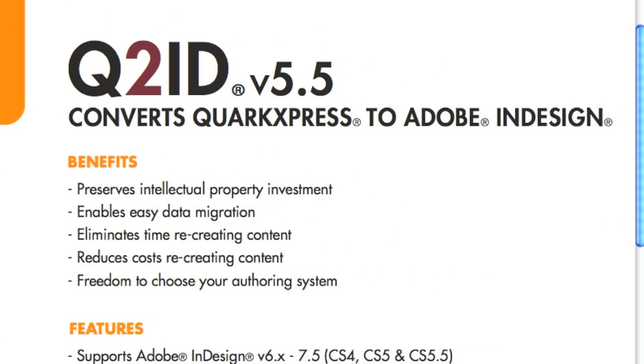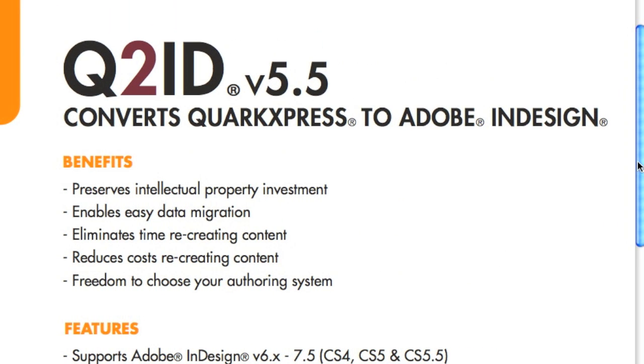Furthermore, I should also add that Markzware also has Q to ID, now out as version 5.5. And that is Quark to InDesign. So once you experiment with the new App Studio, you can be rest assured you can easily get your print layouts right back into InDesign CS5.5, CS5, or CS4. Let's go check out the new features and functions in Markzware's ID2Q version 6 for QuarkXPress 9.1.